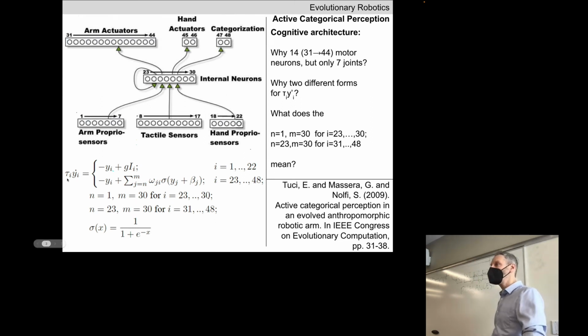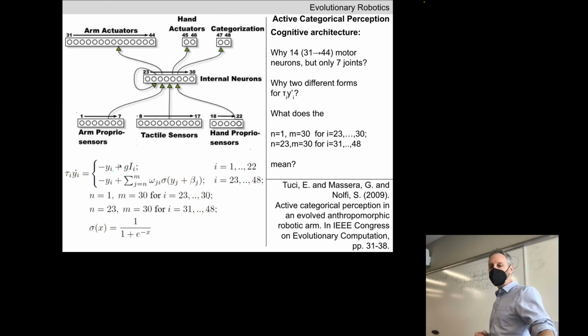We have tau sub i's on the left-hand side. Remember what taus do, depending on those values. And the sub i reminds us that each of the 48 neurons has its own tau value. We're going to evolve the taus in this experiment. So some of the neurons may be more or less sensitive. On the right-hand side of these 48 differential equations, the first 22 of those equations have this form. And the remaining neurons, or the remaining differential equations, have this form.